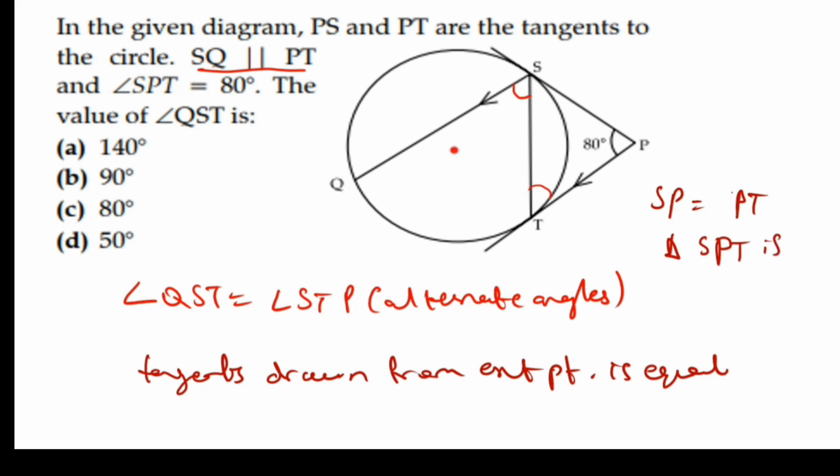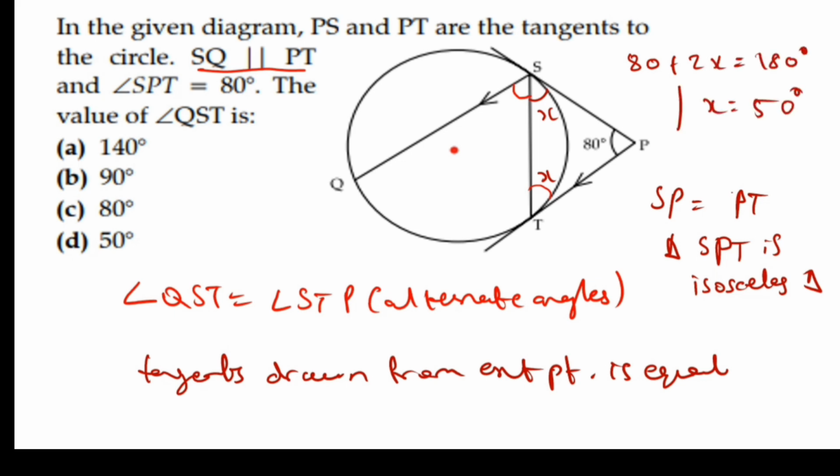SPT is an isosceles triangle. In an isosceles triangle, two base angles are equal. So let's say it's angle x, so it will also be angle x. Okay. So 80 plus 2x is equal to 180 degrees, sum of all angles of a triangle. So the value of x will be 50 degrees. As we know that if this is x, this will also be x. So option D is the right answer.